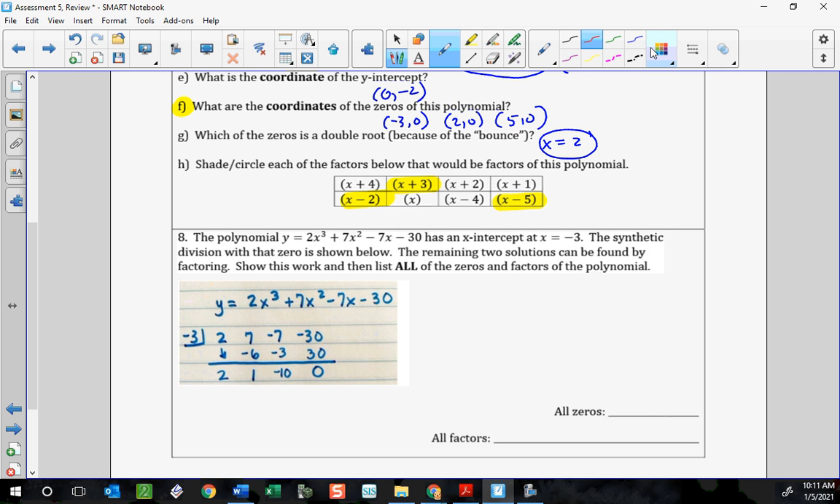The synthetic division with that zero is shown below. I've done the synthetic division, I've pulled all these coefficients, and I've put -3 here in the box. So already I know one of the zeros is -3, and the factor that goes with that is x plus 3. But I have to find 2 more, because remember, we have to have 3 answers. The remaining 2 solutions can be found by factoring.